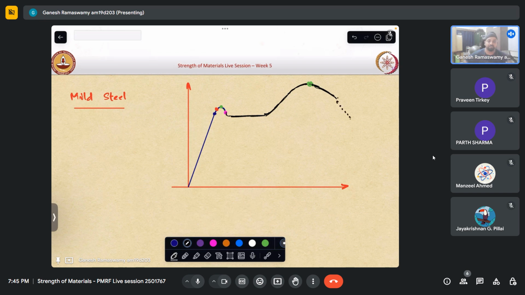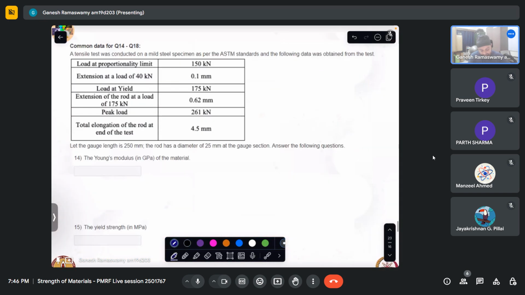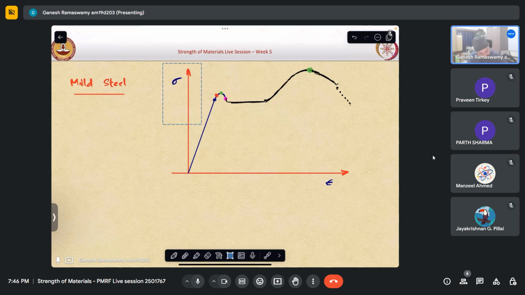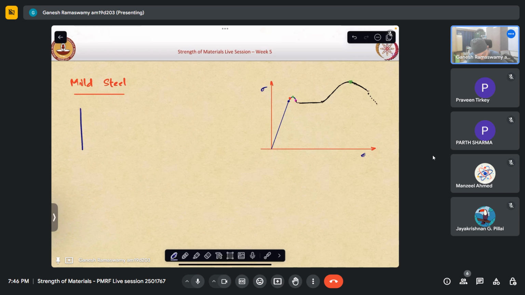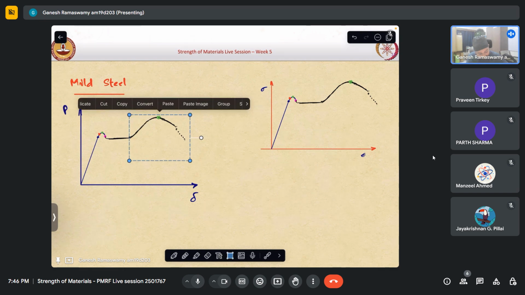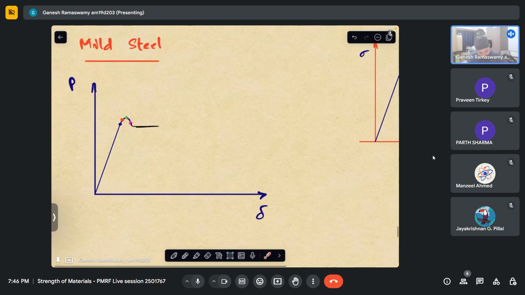But in the question, let us see what is given. It says the load at the proportionality limit is 150. Now let me draw the load versus displacement. I'm just putting it as delta. This is load. So when it goes straight like that, this is my limit of proportionality. I encourage you to think over whether these two will be the same or not. Anyway, for now, the point at which this is coming is given to be 150 kilonewton.